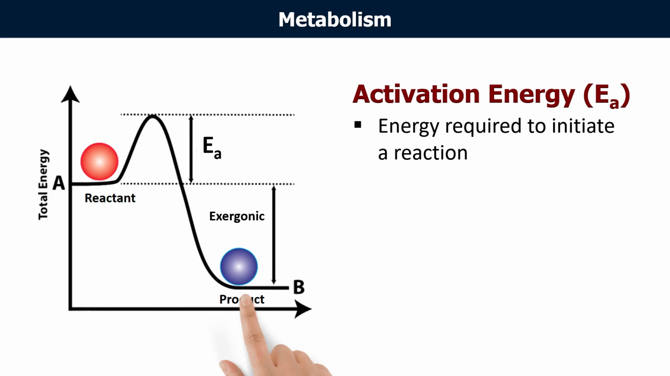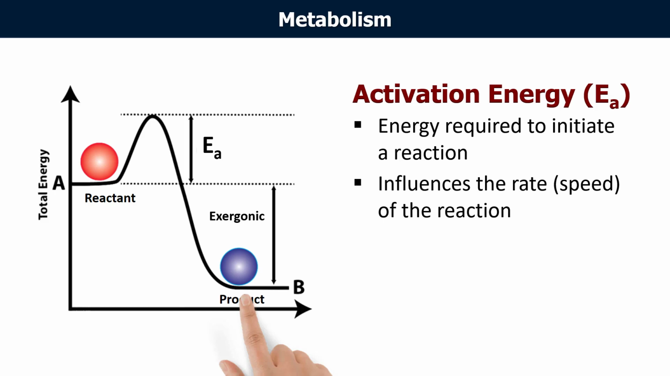And the height of that hump, the height of that activation energy curve there influences the rate or the speed of the reaction. So the higher that bump, the higher the activation energy, the slower the reaction. Whereas if that roller coaster hill at the beginning was lower, that would mean a faster overall process. So the amount of the activation energy requirement determines the rate. The more energy required, the slower the reaction takes place, and the less energy required, the faster the reaction takes place.